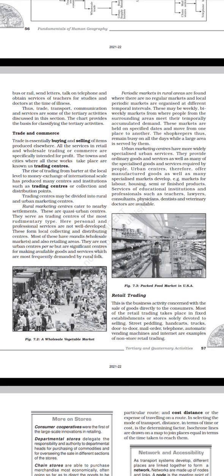Retail trading. This is the business activity concerned with the sale of goods directly to the consumers. Most of the retail trading takes place in fixed establishments or stores solely devoted to selling. Street peddling, handcrafts, drugs, door to door, mail order, telephone, automatic vending machines, and internet are examples of non-store retail trading.